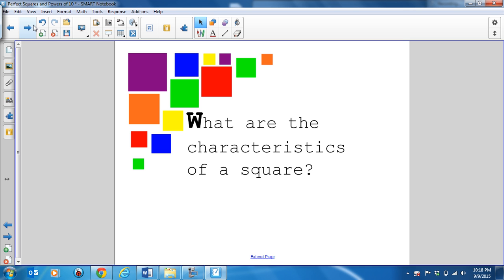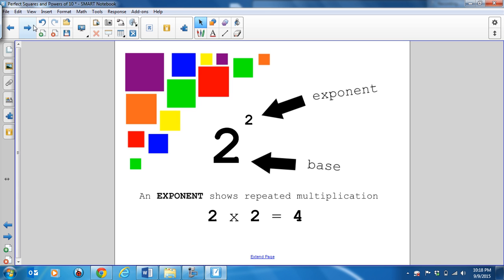What are the characteristics of a square? What I want you to do is think about what you already know about a square from elementary school. And now think about what you've already learned about an exponent. With an exponent, we know that it shows repeated multiplication.